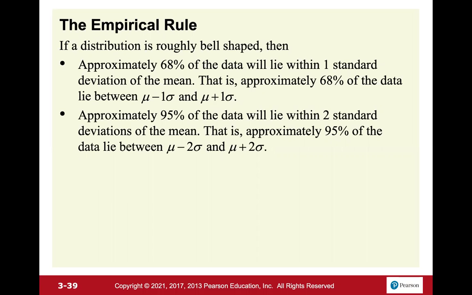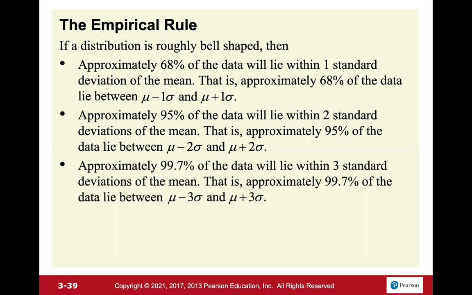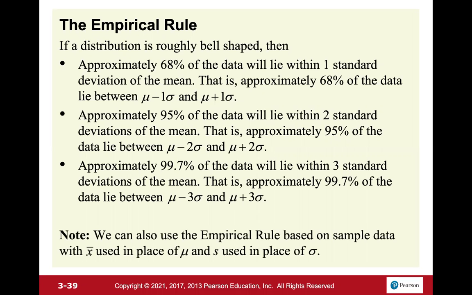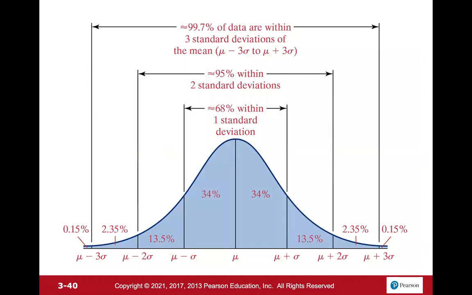Approximately 95% of the data will lie within 2 standard deviations of the mean. Approximately 99.7% of the data will lie within 3 standard deviations from the mean. Note we can use the empirical rule based on sample data with X bar used instead of the mean, and S instead of sigma. So we could see that here.